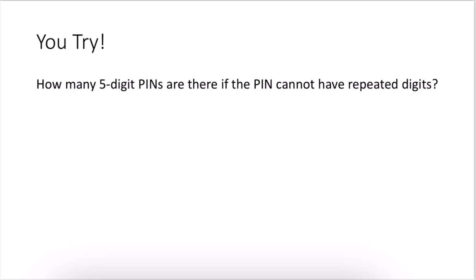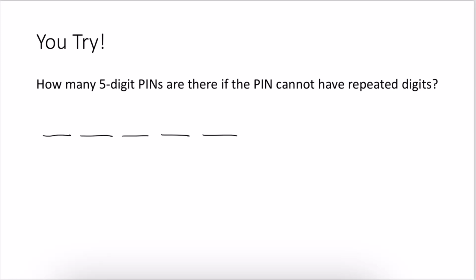And if the PIN cannot have repeated digits, that means that whatever digits we choose first will impact which digits we can choose second and third and fourth and so on. So in this problem, we have 5 events that are happening, or 5 choices that are being made, because we're choosing our 5 digits. And the first digit has 10 possible options that we could choose, because we could choose the number 1 or 2 or 3 or 4 or 5 or 6 or 7 or 8 or 9, but we could also choose the number 0.